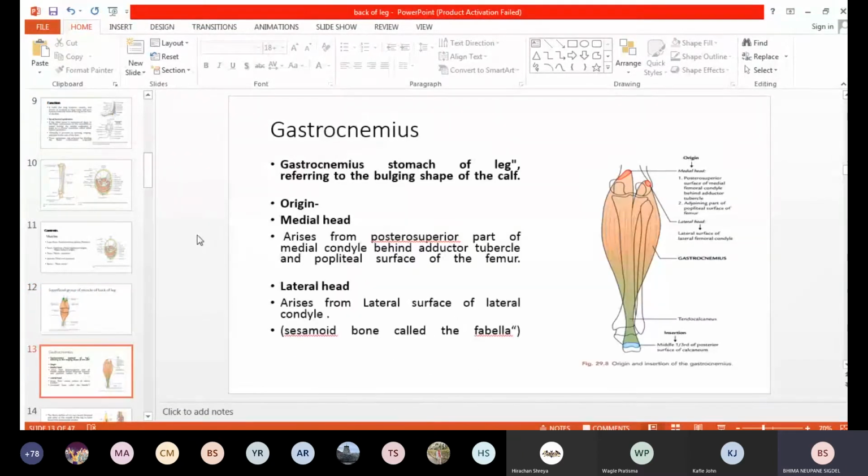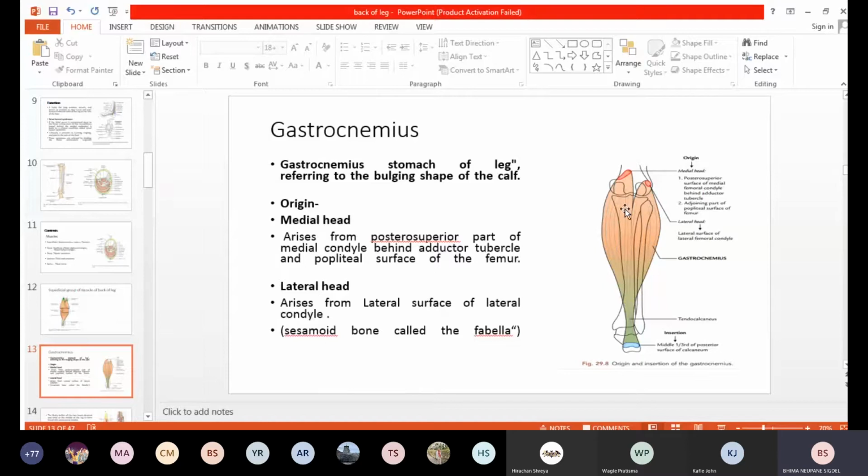Moving to the gastrocnemius, it is like the stomach, a bulky muscle, because it leads to the bulge of the calf. Two heads are there, with a different origin pattern for the medial head and the lateral head. The medial head arises from the femur only; you have to remember this. It arises from the posterior superior part of the medial condyle, behind the adductor tubercle. This point you have to remember.